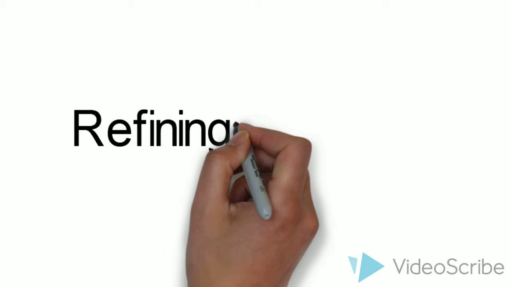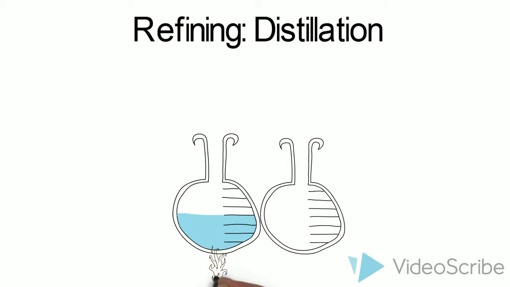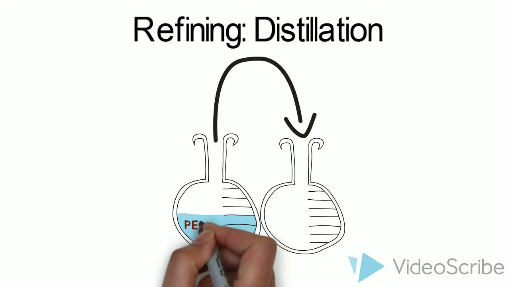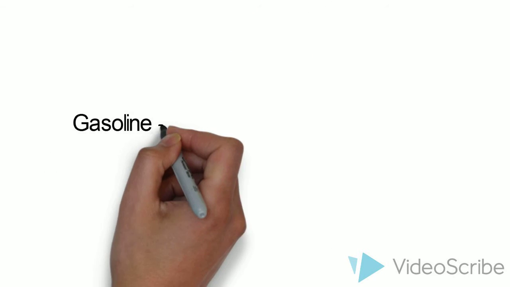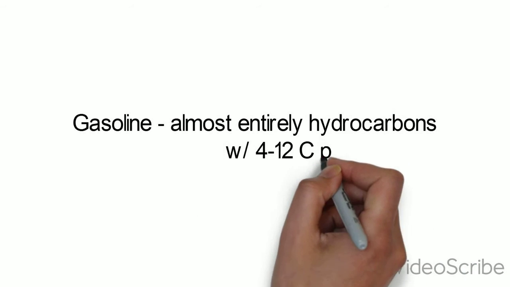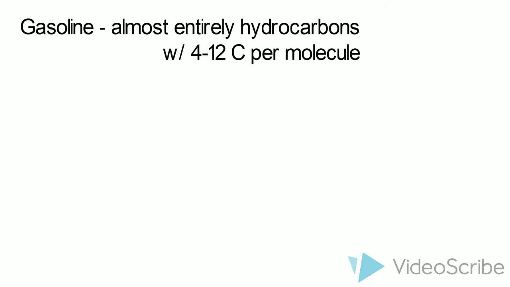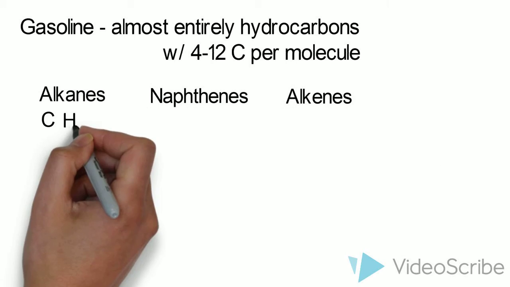One of the methods of refining is distillation. Distillation is the process of separating components of a liquid by way of evaporating and condensing. That's what is used to produce gasoline. Gasoline is composed almost entirely of hydrocarbons with 4 to 12 carbon atoms per molecule. It's naturally a mixture of alkanes, naphthenes, and alkenes, all of which are types of hydrocarbons.